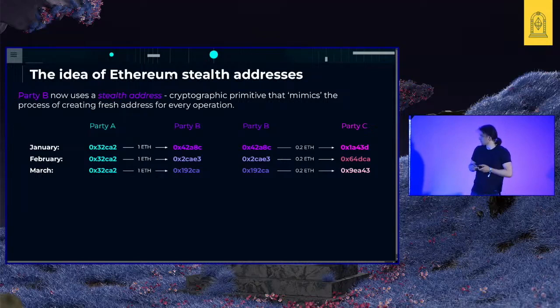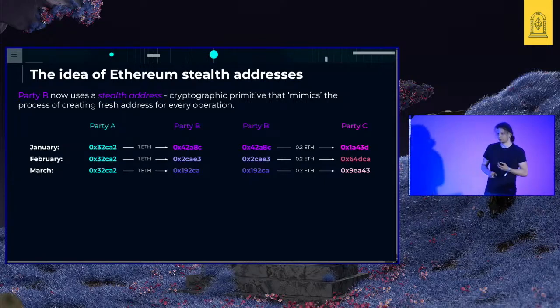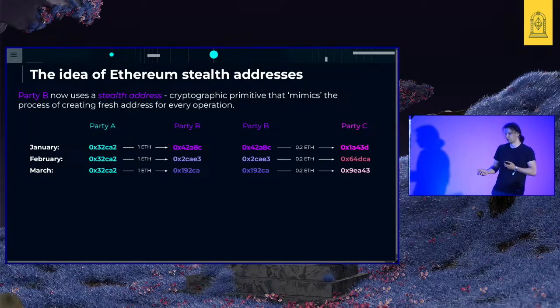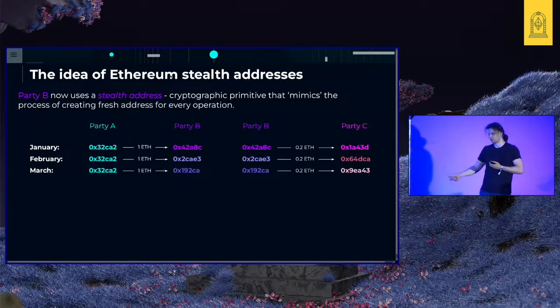The idea is called stealth addresses on Ethereum. It's a cryptographic primitive. Without going into details, it mimics the process of creating a fresh address for every new operation. So we never use the same address twice, and it allows a convenient way for someone to send us funds into a freshly generated address without asking us for this particular address. So it's a clever cryptographic way mimicking the best possible use of new address creation.